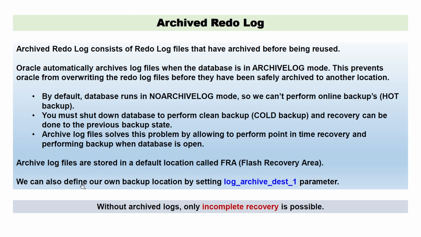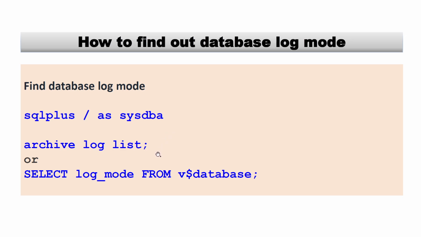We can also define our own backup location by setting log_archive_dest_1. There are multiple log_archive_dest parameters. log_archive_dest_1 is the first parameter that we will set. There are multiple other parameters also. Remember, without archive logs, only incomplete recovery is possible, which means point-in-time recovery is not possible without archive logs. Now, how to find the database log mode? You can use the archive log list command, or you can say select log_mode from v$database. Archive log list or select log_mode will give you the current archive log mode used by the database.